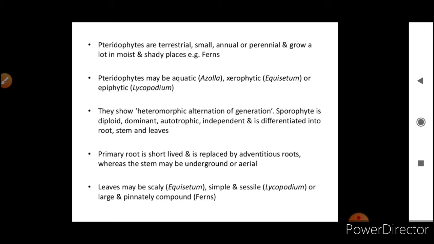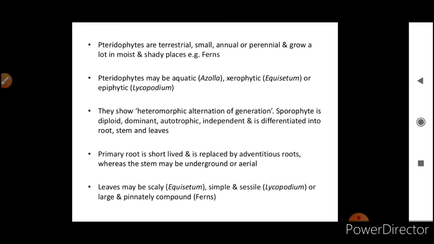Here in the first point it's given they are terrestrial, small, annual. You have to find the difference between an annual and a perennial plant. What do you understand by annual and perennial? Now they show heteromorphic alternation of generation. This I will explain to you at the end.